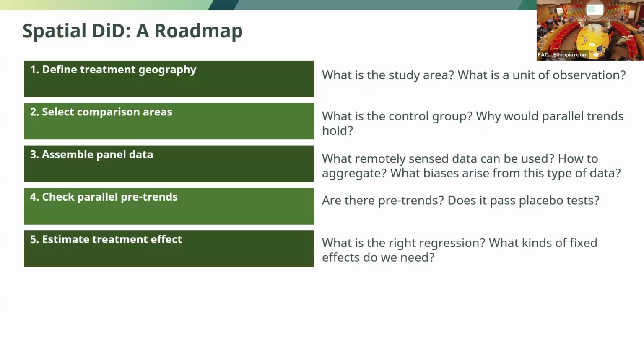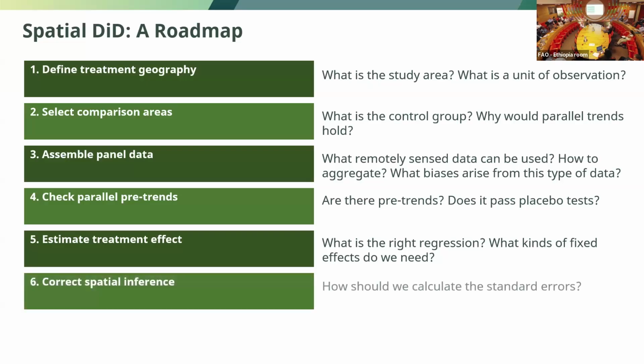Finally, fun part, you estimate the treatment effect, so you run the regression. And usually for spatial diff and diff, that really just comes down to what fixed effects you want to include in there, which is basically what kinds of dummy variables do you need to control for to make comparisons both within unit over time and then between units period by period. Then finally, now that you have a treatment effect, you want to know whether it's statistically significant. That means calculating the standard errors, so doing the inference.